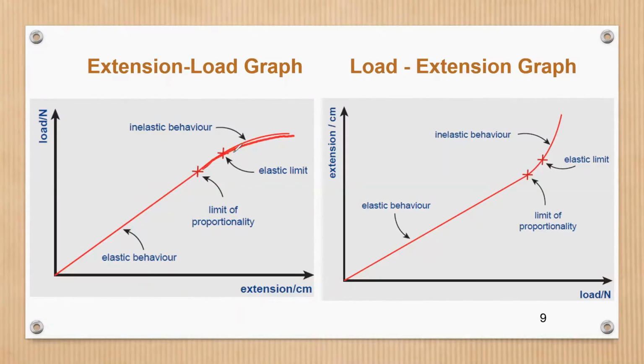In this region, after the limit of proportionality is reached, the graph shows inelastic behavior of the material, which is also known as inelastic deformation. So we can divide the region into two: the first region behaves elastically and that region is behaving inelastically. Similarly, we can see the two regions over here, the elastic behavior and inelastic behavior of the graph.